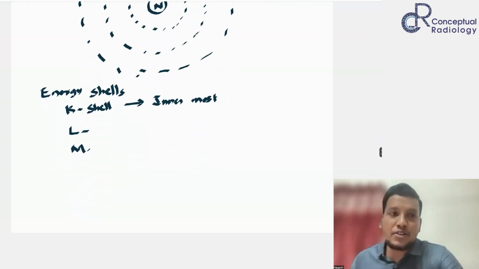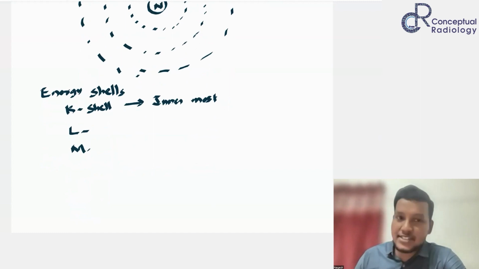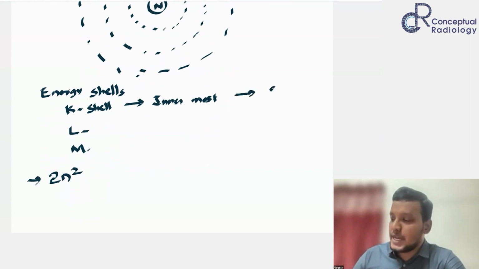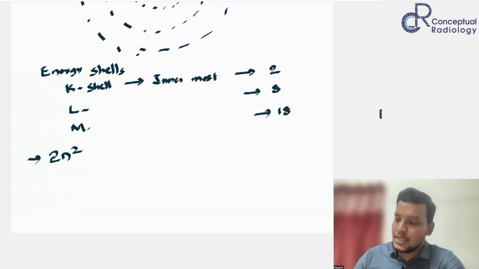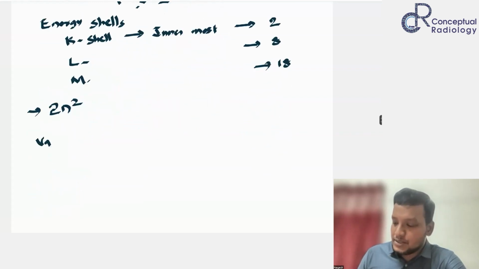The maximum number of electrons that an energy shell can hold is given by 2n squared, where n is the level of the energy shell. So the K shell will accommodate 2 electrons, the L shell would accommodate 8 electrons, and the M shell would accommodate approximately 18 electrons.